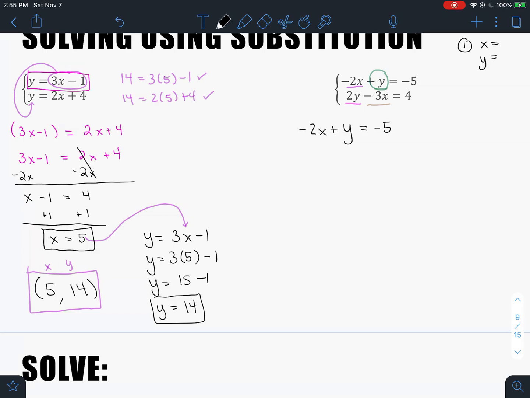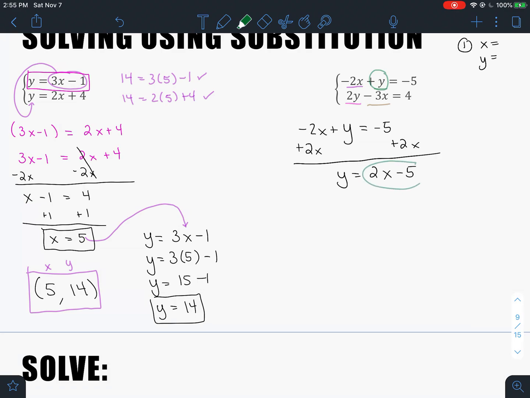So I'm going to do that. So I have negative 2x plus y equals negative 5. That's my first equation. I'm going to solve that equation for y. So I'm going to add 2x to both sides. So I get y equals negative 5 plus 2x, or 2x minus 5. You could write it either way.